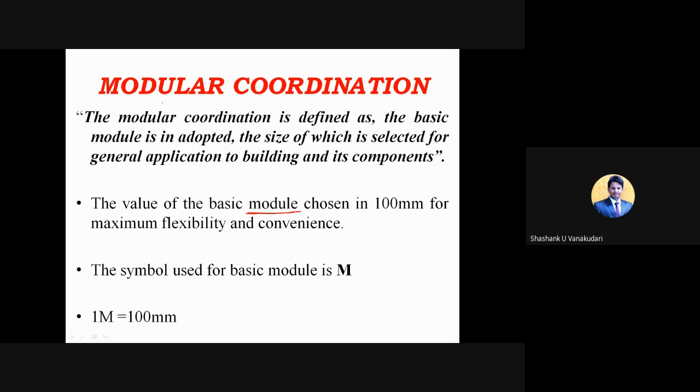So modular coordination is defined as the basic module being adopted, the size of which is selected for the general applications of the building and its components. Those sizes and dimensions are used for manufacturing and even for other aspects like erection and installation. So everything is measured in terms of module. The value of the basic module that is chosen is 100 mm. So one module is equal to 100 mm, I mean 10 centimeter. Clear?